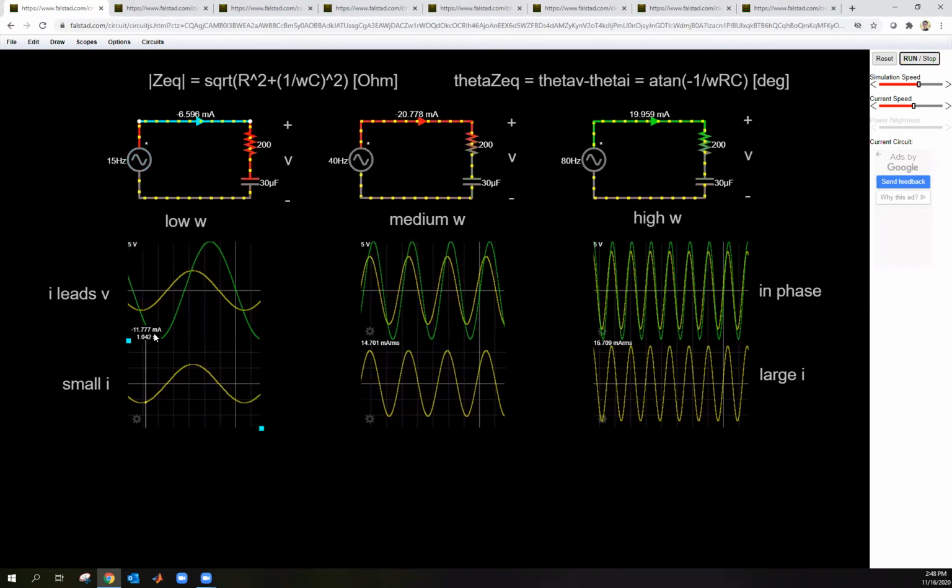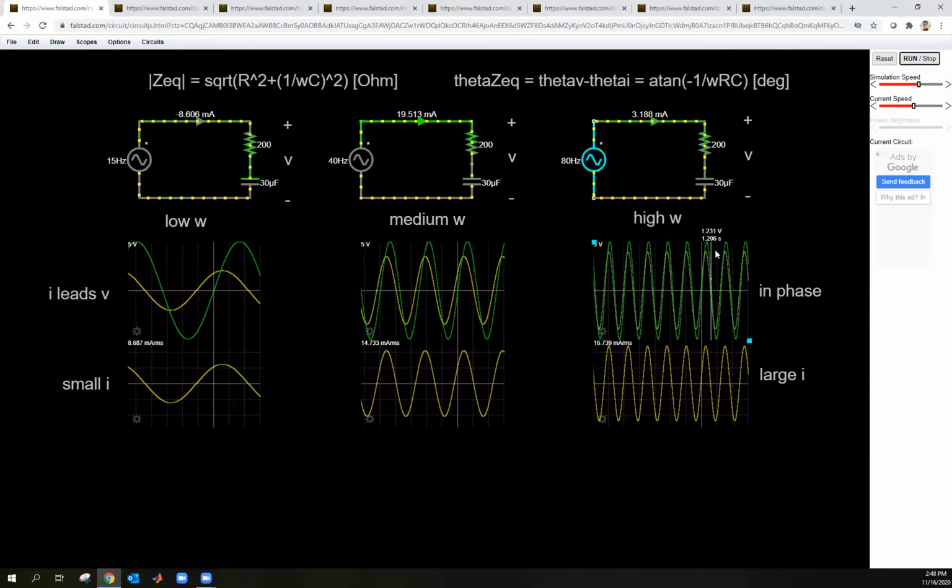Now, as we increase the frequency, what do we notice? The capacitor behaves more and more like a short, and you can see the amplitude of the current increasing. What you can also notice is that the current becomes more and more in phase with the voltage, right? I rewrote the equations here just so you can see it. And all these simulations are going to be in the description. So please check those out on your own time and play with the numbers and get some more intuition.